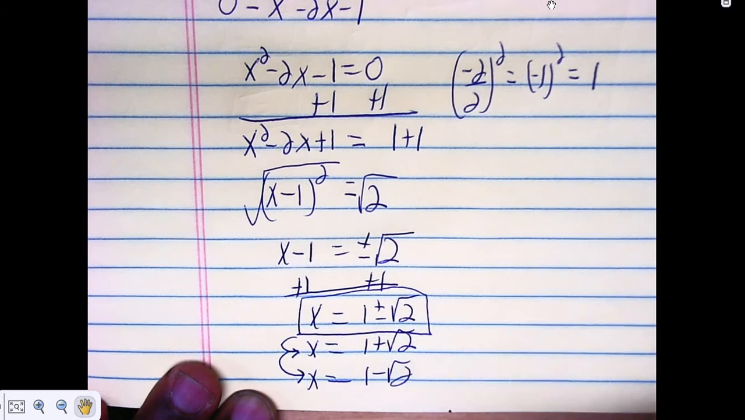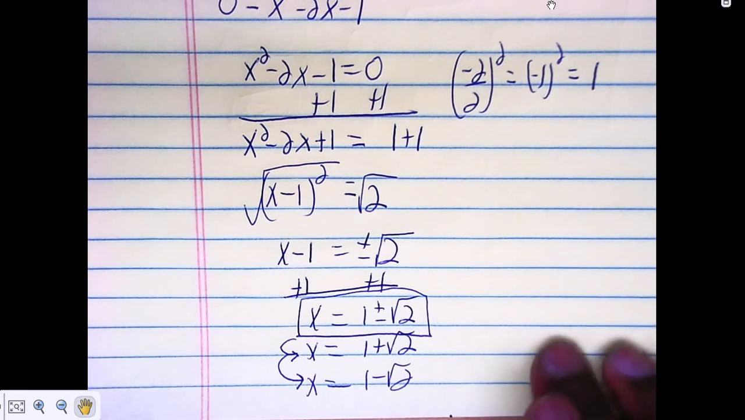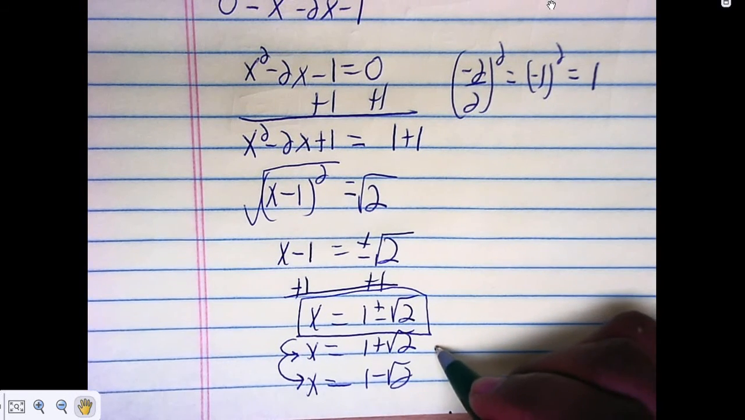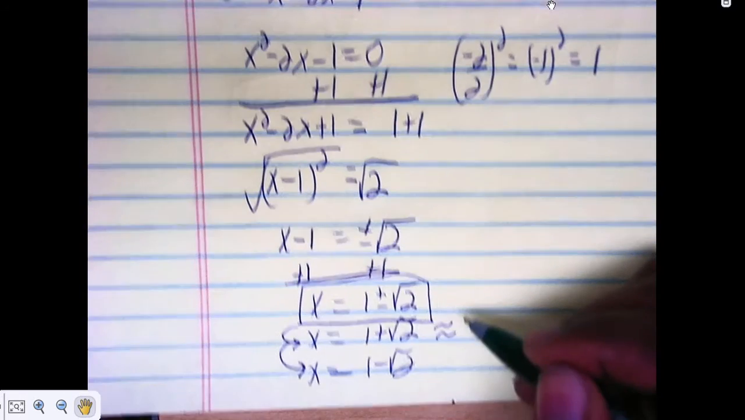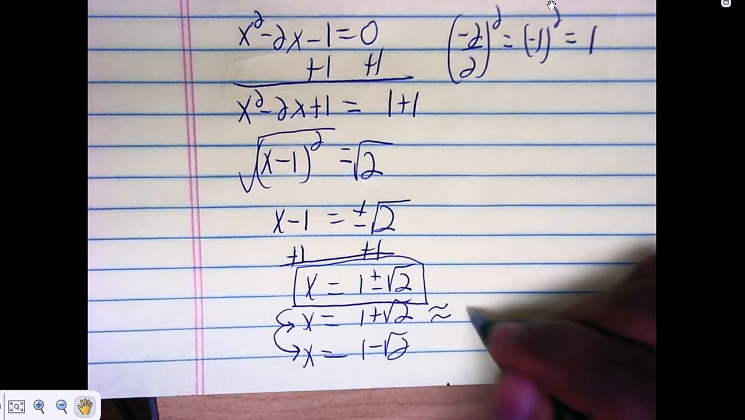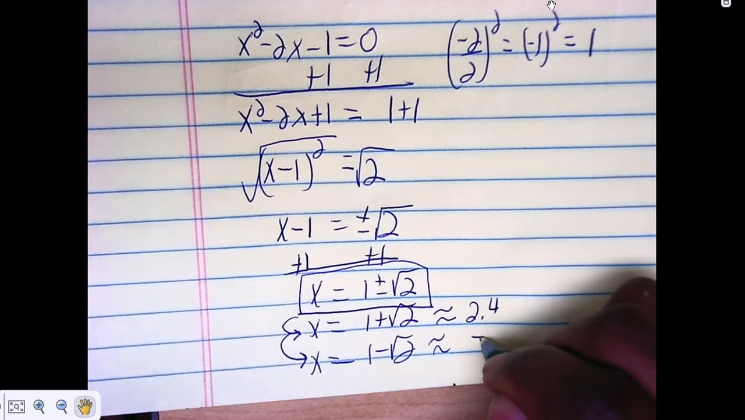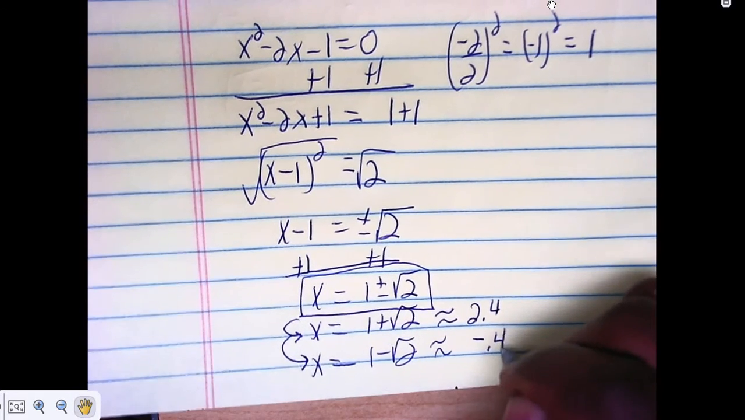Alright? Now, why did I go ahead and do that? In this particular instance, it's important to do that because we need to graph this. And so when you put this in your calculator, this is that means approximate. This approximately equals 2.4, and this approximately equals negative 0.4.